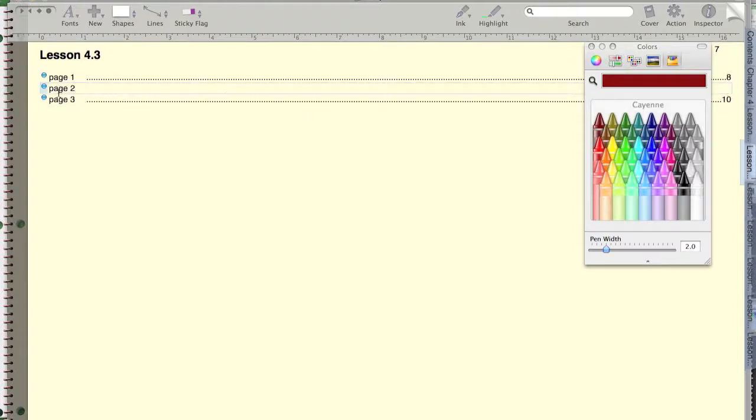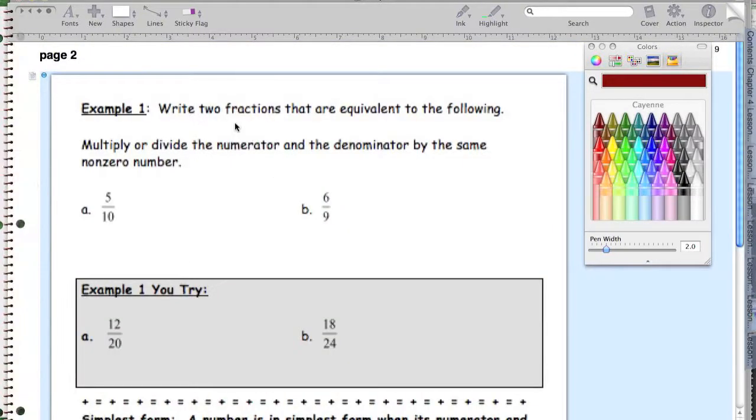Write 2 fractions that are equivalent to the following. So they want us to multiply or divide the numerator and denominator by the same non-zero number. So just to practice, I'm going to multiply both by 2, and I get 10 over 20. These are equivalent fractions. I could also have divided by 5, because they want us to multiply or divide, so we'll do both. 5 divided by 5 is 1, 10 divided by 5 is 2. So we have shown here that 1/2 is the same as 5/10, is the same as 10/20. These are all equivalent, okay?